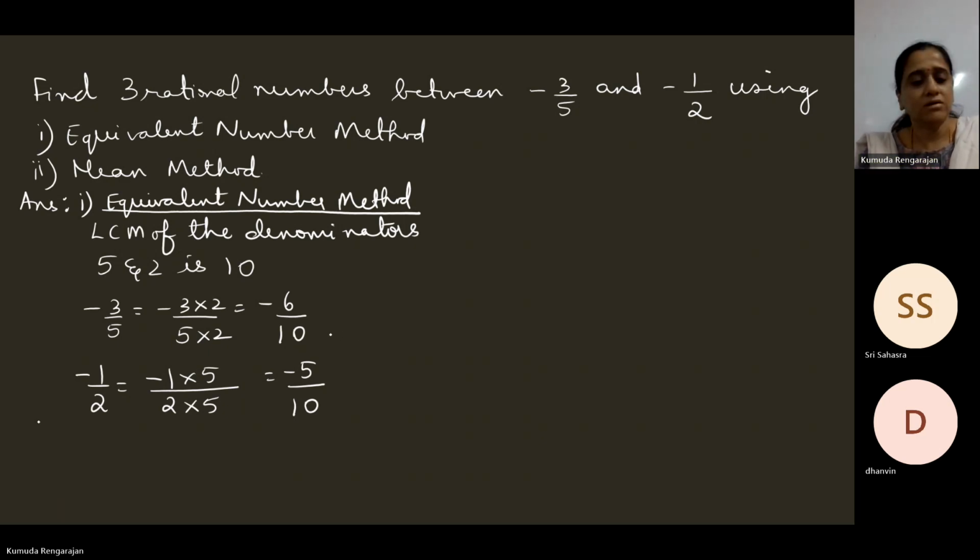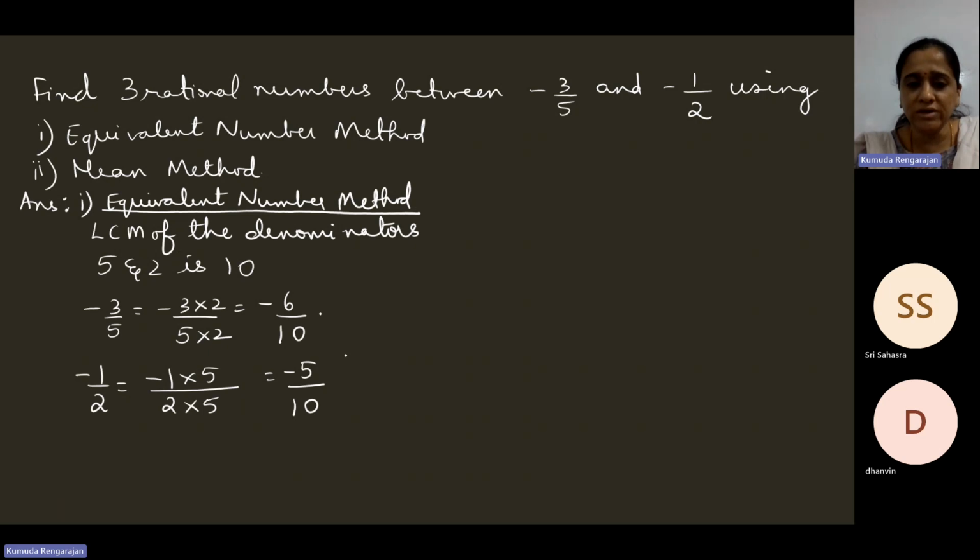So basically you'll have to bring both the numbers, both the fractions, to the same denominator using the LCM. So -3/5 is nothing but -6/10. -1/2 is -5/10. But look at the space between the numbers in the numerator, -5, -6. There is no space between the numbers in the numerator.